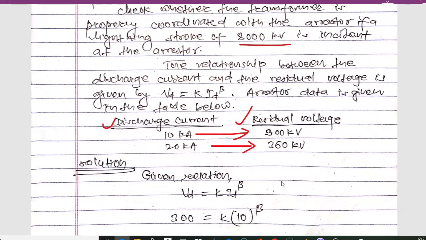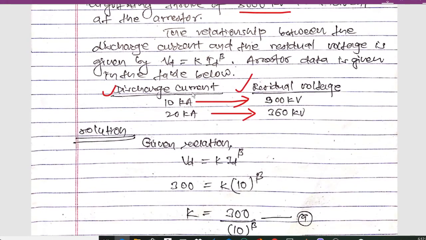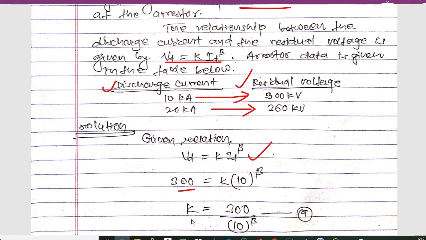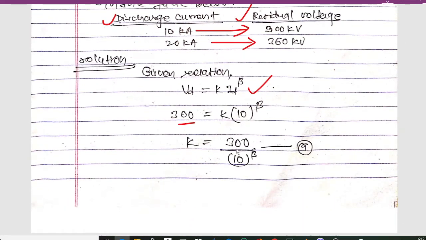So starting with the solution, we know the relation Vd equals K into Id to the power beta, and we will use this relationship. In place of Vd we use 300 kilovolt and 360 kilovolt. So for 300 kilovolt, 300 equals K into, and in place of Id we will use 10 kilo ampere first, so 10 to the power beta. It will be K equals 300 upon 10 to the power beta, and this is equation 1.